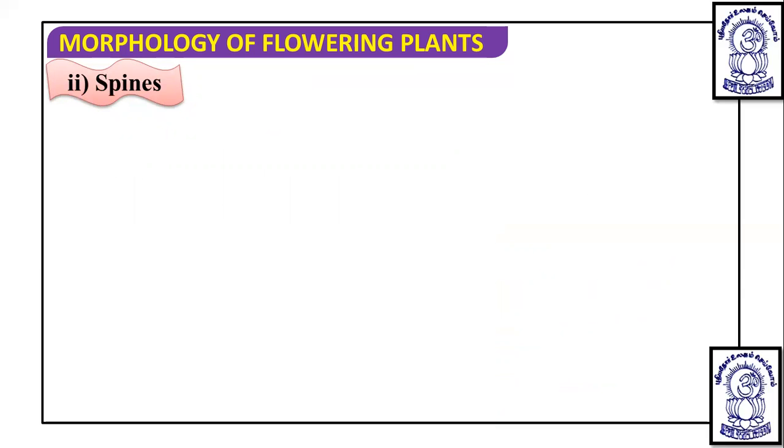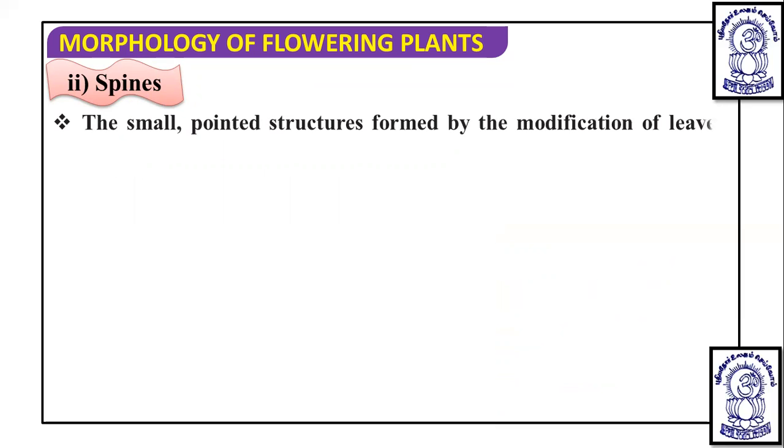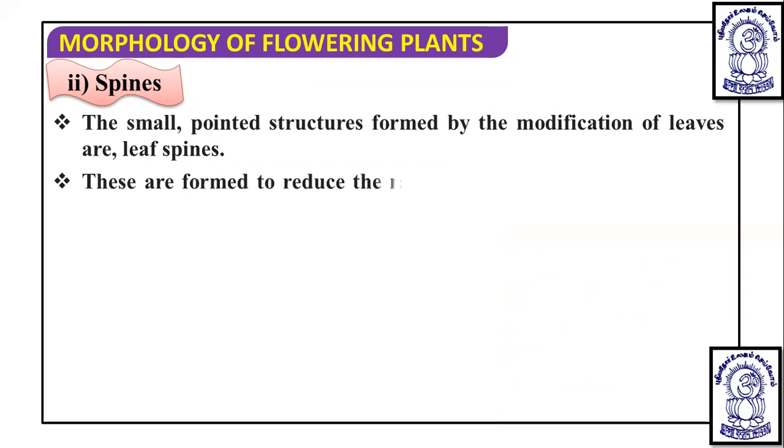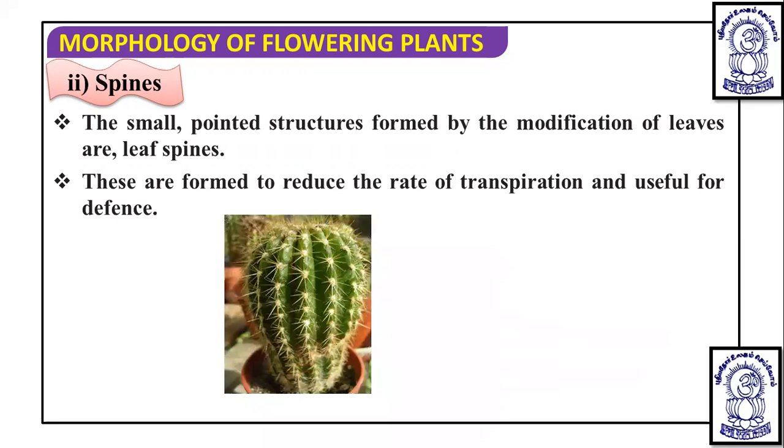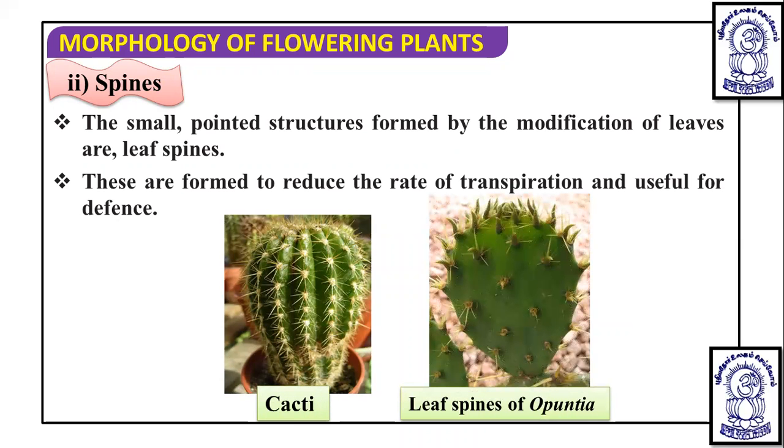Then the leaf gets modified into a pointed structure known as spines. So the small pointed structures formed by the modification of leaves are known as leaf spines. And these are formed to reduce the rate of transpiration. If the leaf gets modified into a spiny structure, the surface area is reduced, so the rate of transpiration is reduced, and they are also useful for defense, that is the spines. You can see in the cactus and Opuntia, you can see the leaf spines. So these are the leaf spines actually. Here also these are the leaf spines.